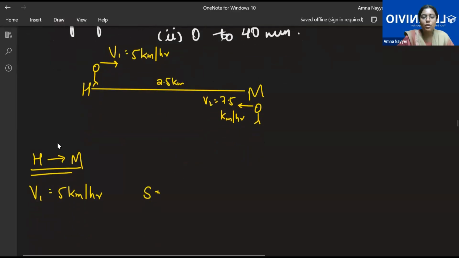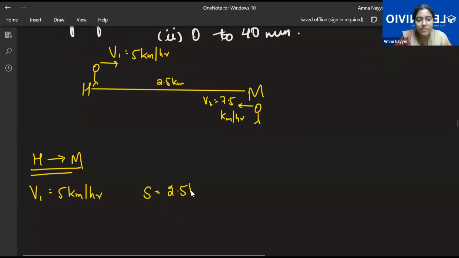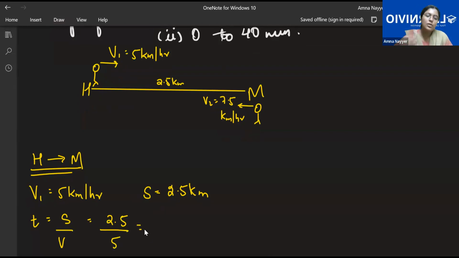Okay. So this distance that the person has to cover is 2.5 kilometer. Speed is there, distance is there. Let's see what is the time taken by the person to reach this end. So time will be distance divided by speed. Speed is equal to distance by time, so time will be distance by speed. Distance is 2.5. Speed is 5. So look, this becomes half of an hour. What is half of an hour? 30 minutes.